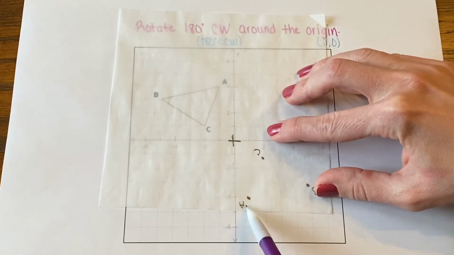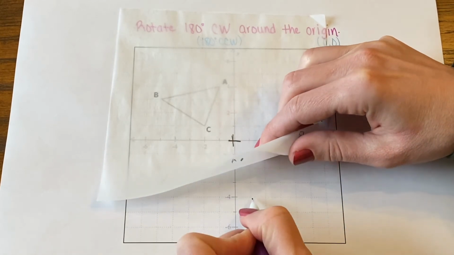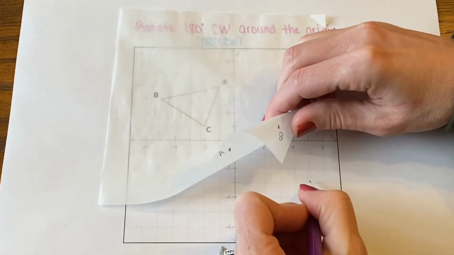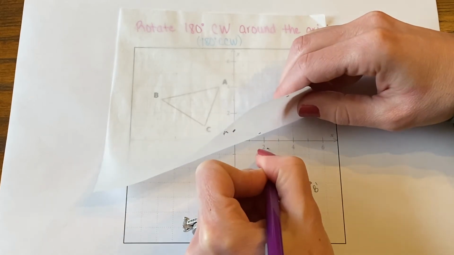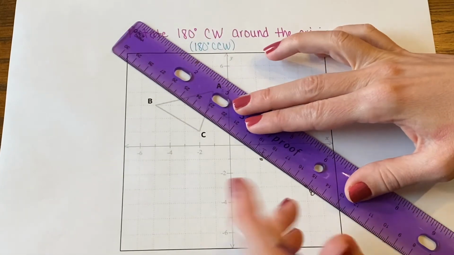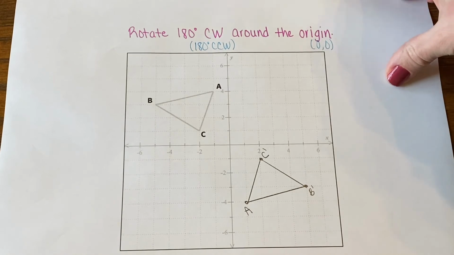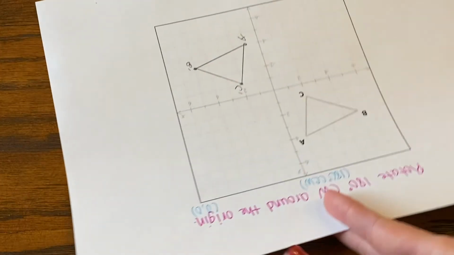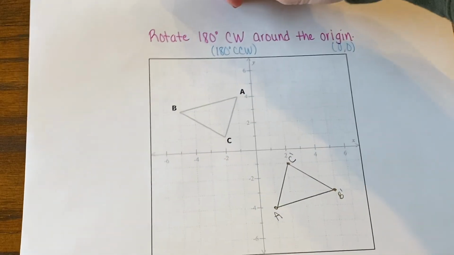Now I have my new coordinates for A, B, and C. So I'm going to lift up my tracing paper here, and there would be A prime. I use my ruler to make my lines. And there you have it, triangle ABC rotated 180 degrees. And just to verify, if I turn my paper 180 degrees, that is the exact same thing that I see in the other quadrant.